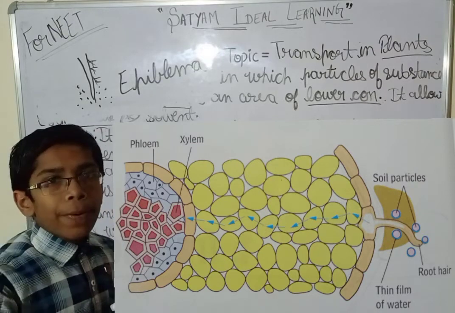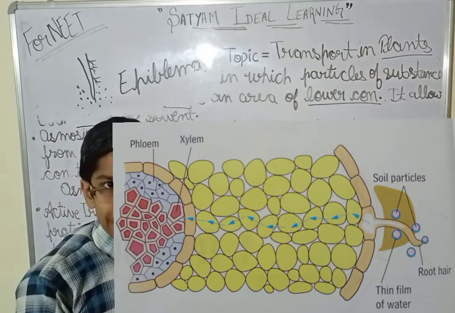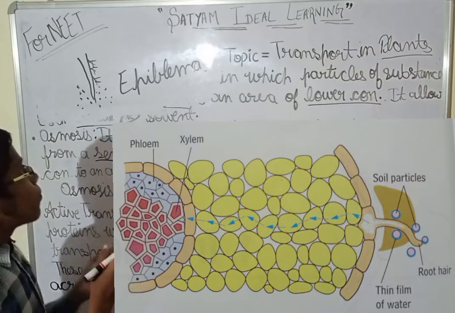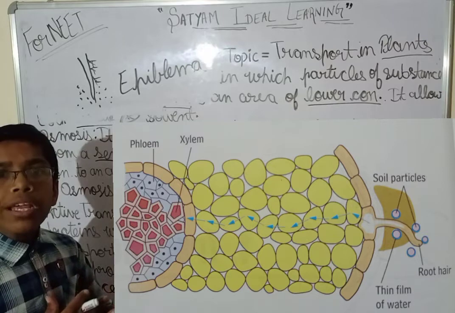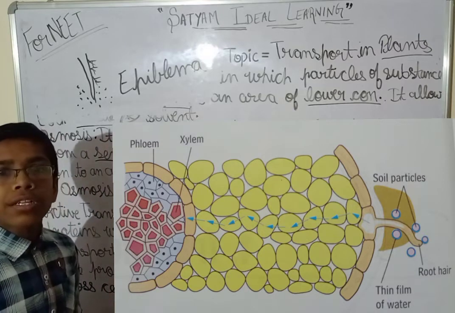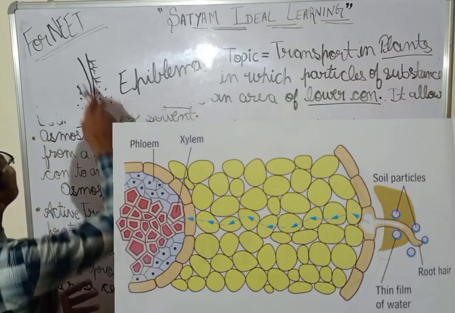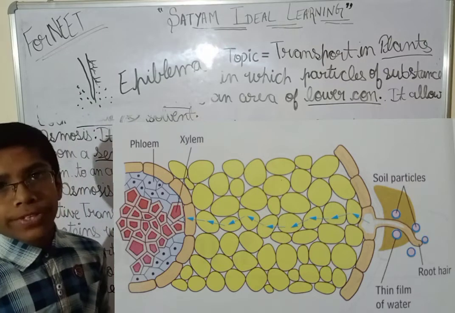When the water vapor is released in the air by the leaf, then it has to pull some water to release. Okay, so it has to pull some water. Then only this is moving. This is how it is moving.